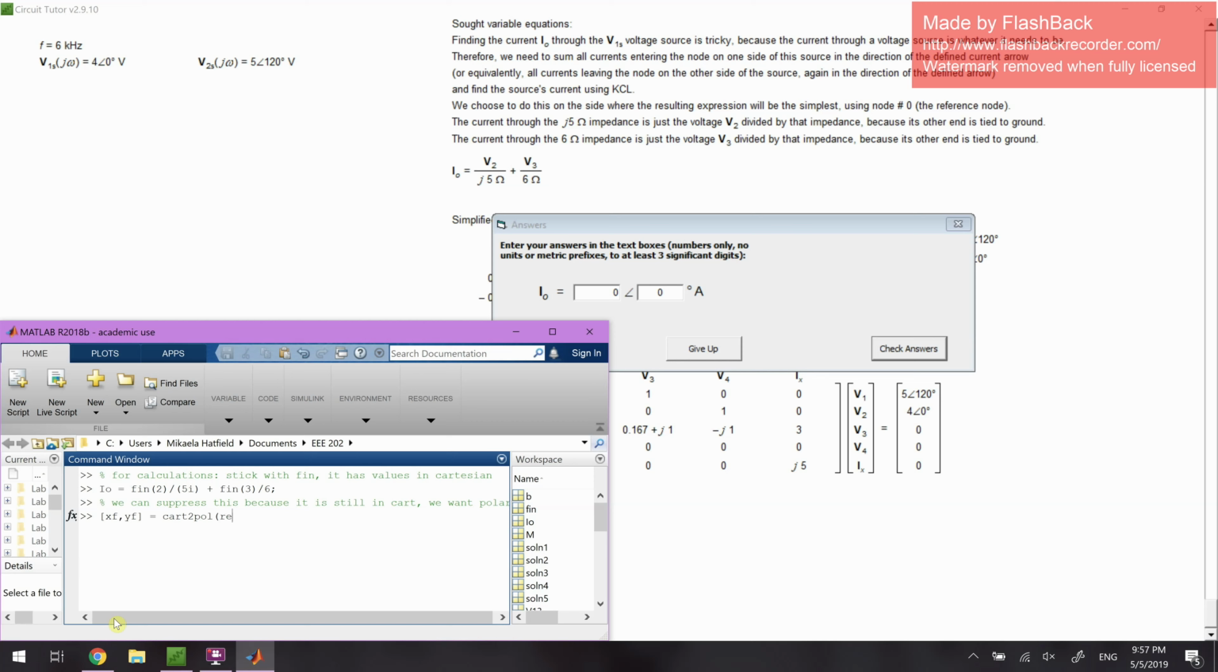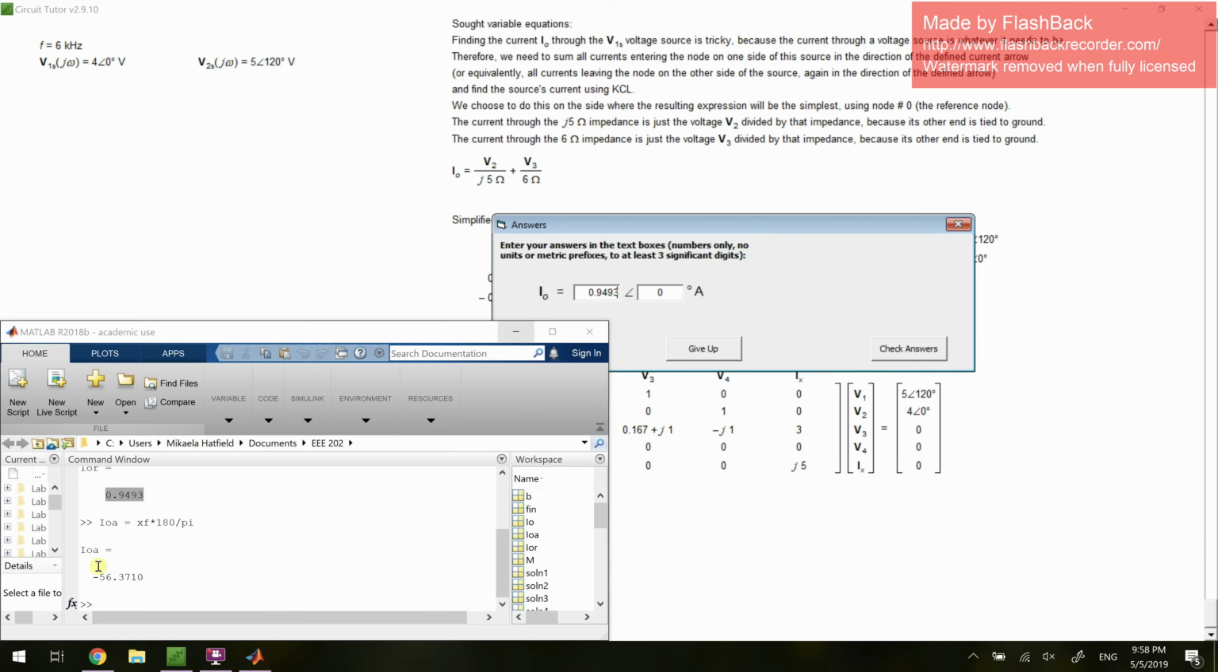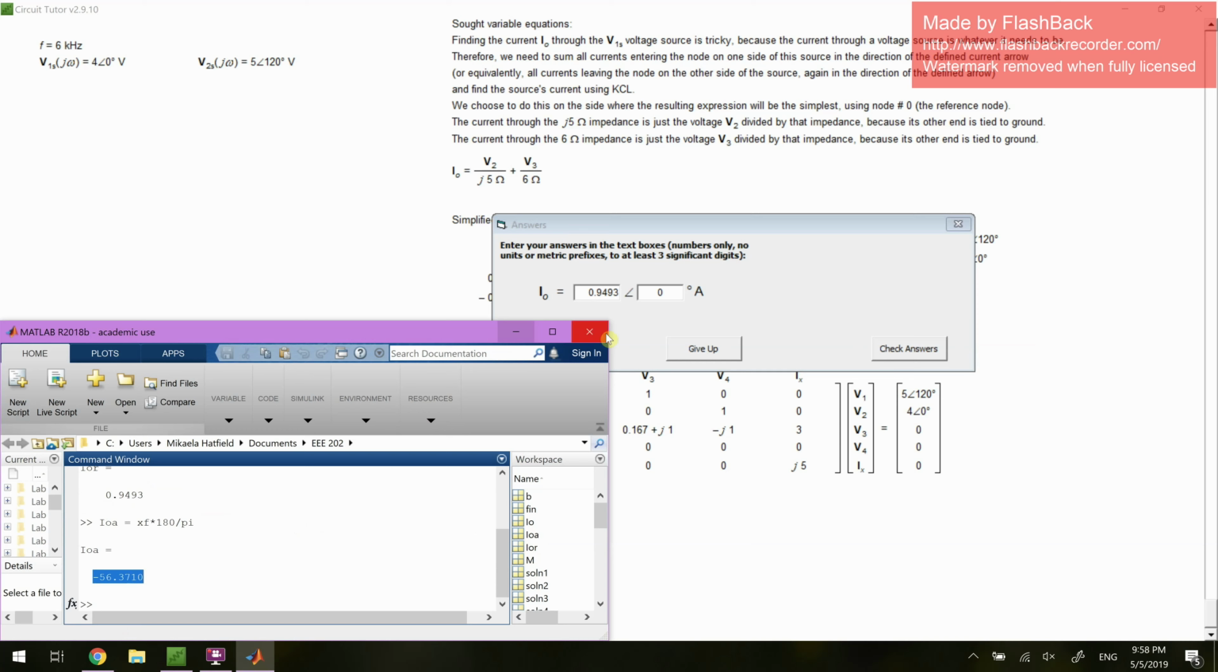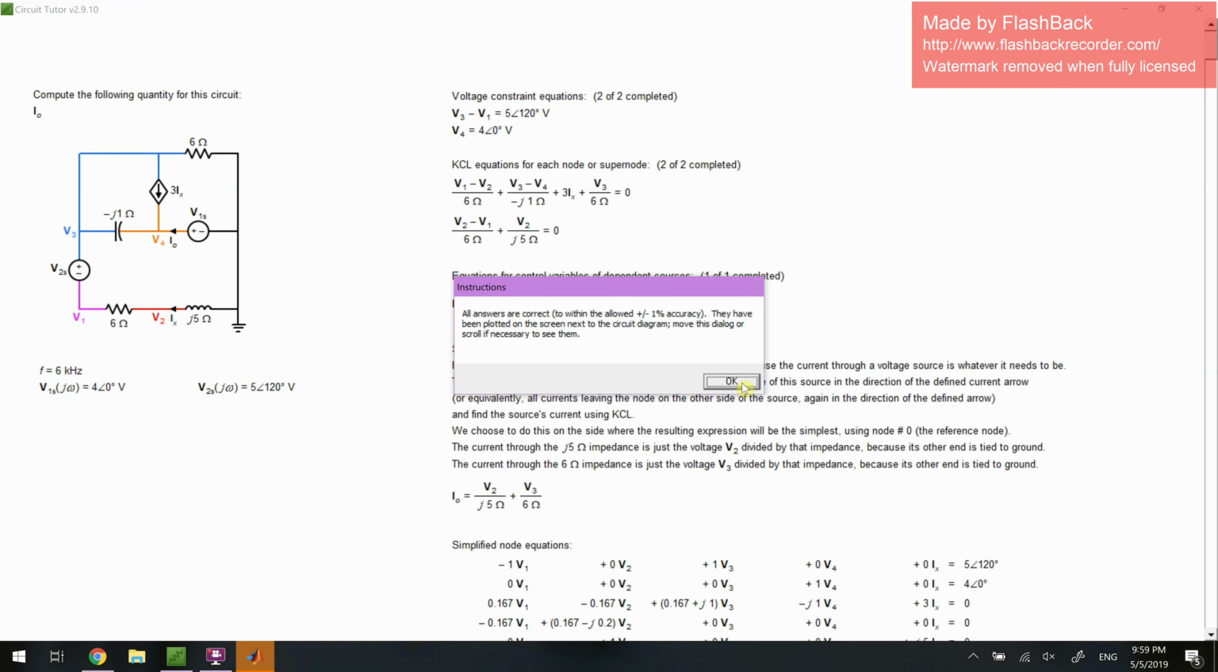And if you'll recall, the syntax for converting from Cartesian to polar is cart2pol, and then the two arguments are the real and the imaginary components of I out, and we have to store that in a point. And then we just take that point and output the radius and the angle. So the radius is given by the y component, and the angle is given by the x component times 180 over pi, because we're converting it to degrees. And then we can just copy and paste the radius and the angle into Circuit Tutor. Check answer, it works, that's great.